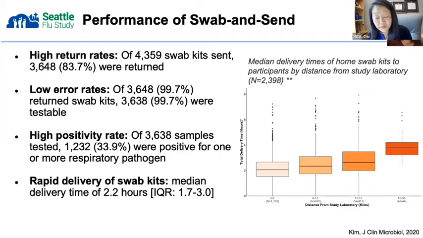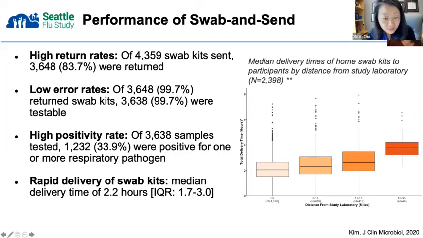So if you put in your request for a swab to go to your house because you were having symptoms, within 2.2 hours, you would have the swab kit at your house and you would be able to collect the swab. So really a mechanism that could be used for pandemics moving forward.